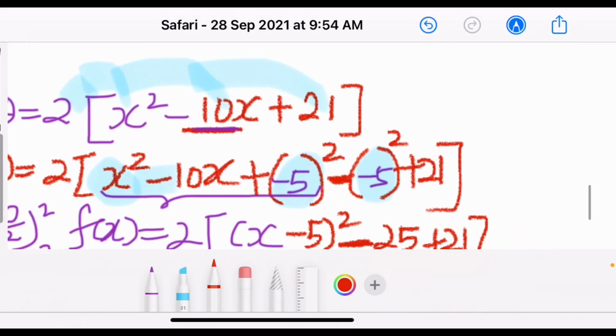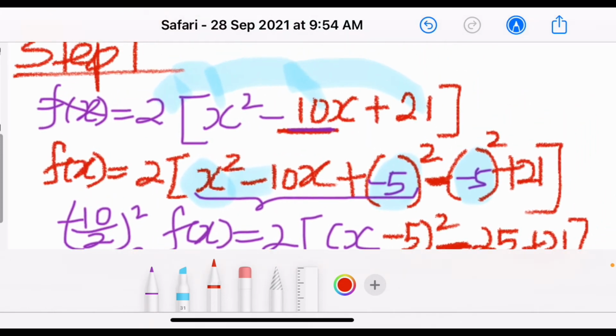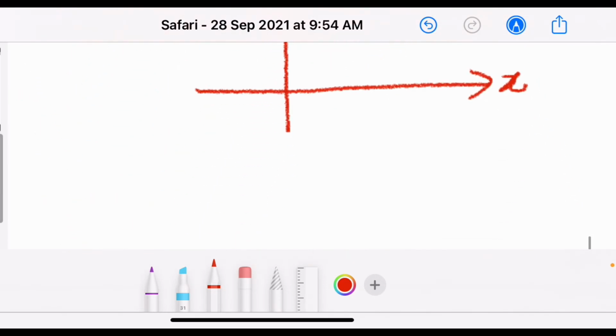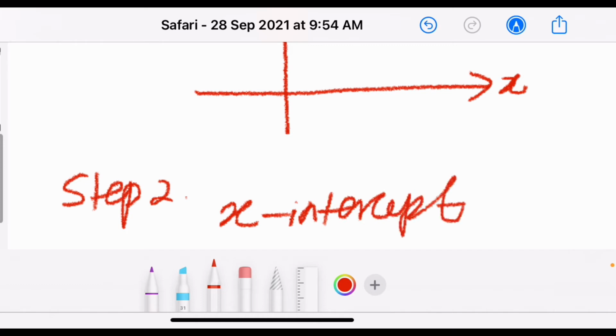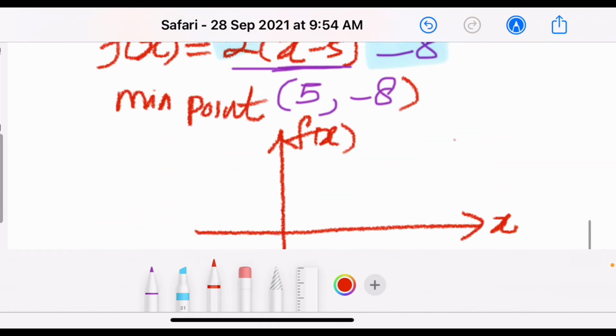So I'm going to show you. Step 1 is we always find the turning point. We have the turning point already, right? So step 2 is you have to find the x-intercept. For the x-intercept, we always let the function be 0, let f(x) equal to 0. So we will solve it.